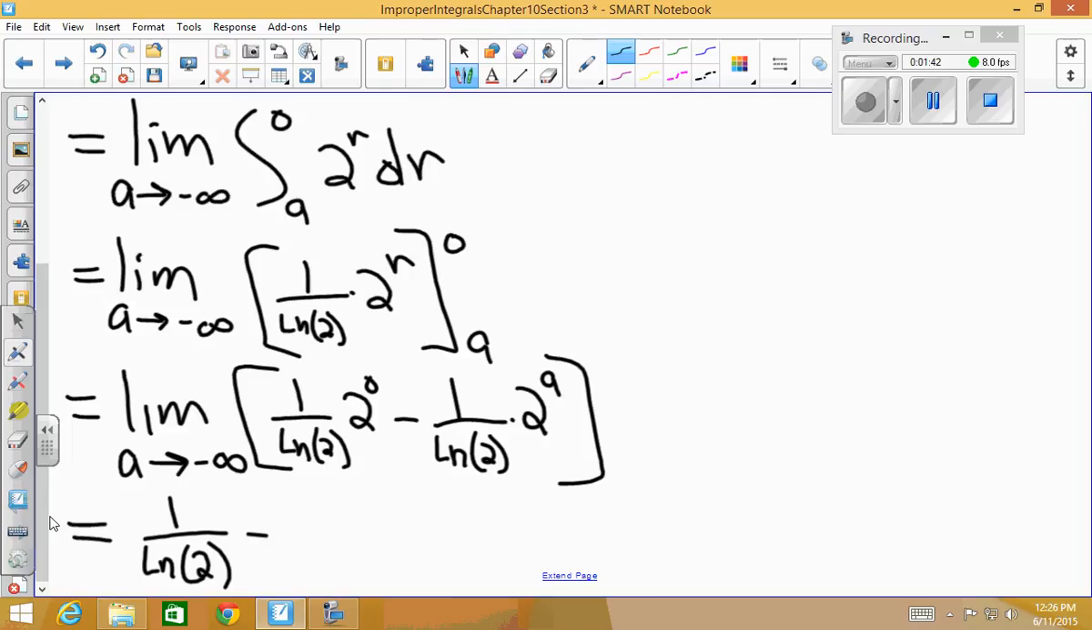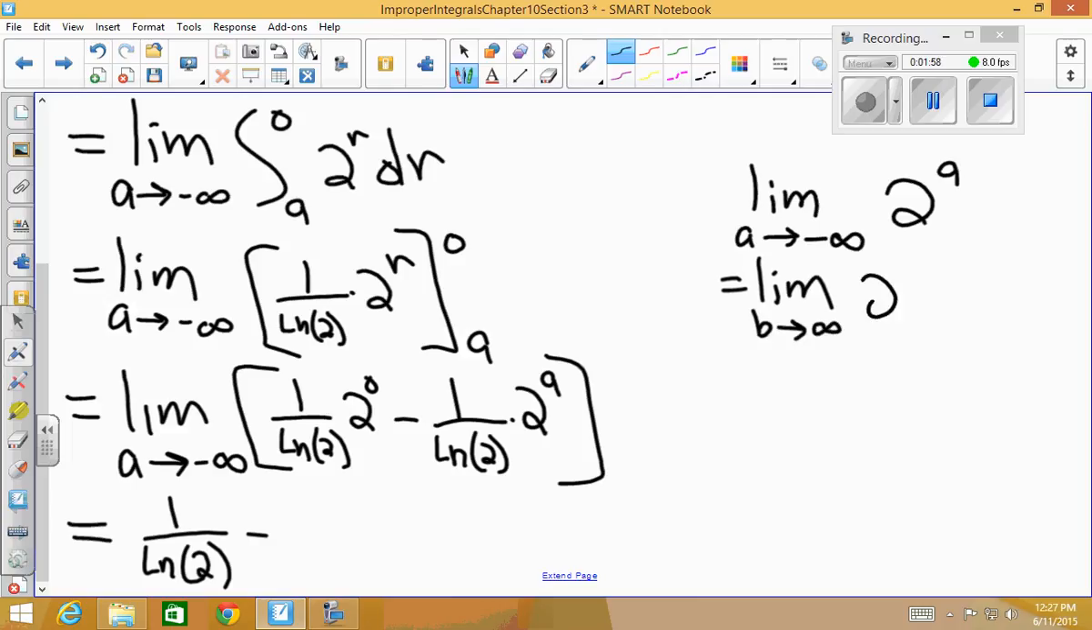all right, as a gets closer to negative infinity, now notice here that if I take the limit as a goes to negative infinity of 2 to the a, that's the same as if I take the limit as b goes to positive infinity of 2 to the negative b. That turns out to make things a little easier to visualize because the negative b is going to drop that into the denominator.